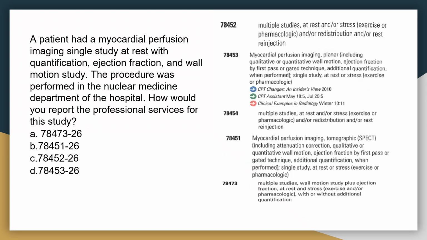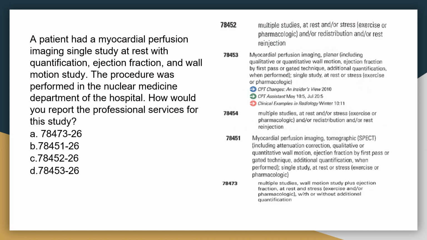A patient had a myocardial perfusion imaging single study at rest with quantification, ejection fraction, and wall motion studies. The procedure was performed in the nuclear medicine department of the hospital. How would you report the professional service for the study? Since they have asked professional, 26 is written. So 78476 is a multiple study for the cardiac blood. This is the indented code, so I'll be reading the parent code about that, because I can see the first letter in small case. That is a kind of hint I'm giving you: whenever you see that, it means this is an indented code.